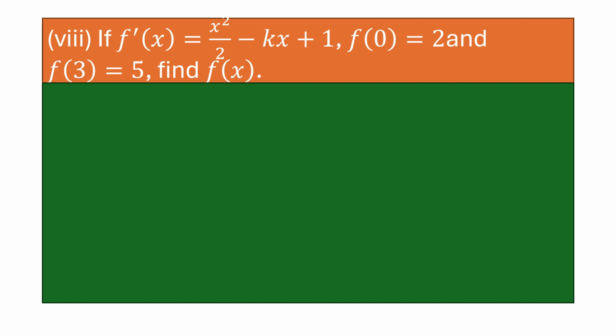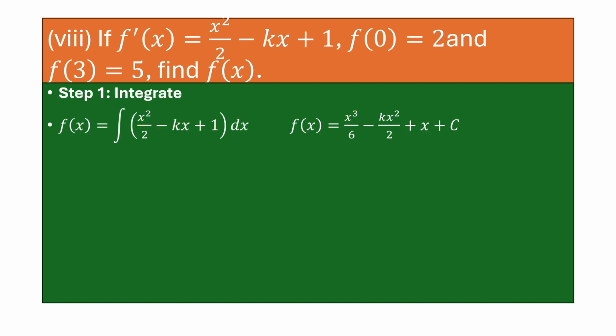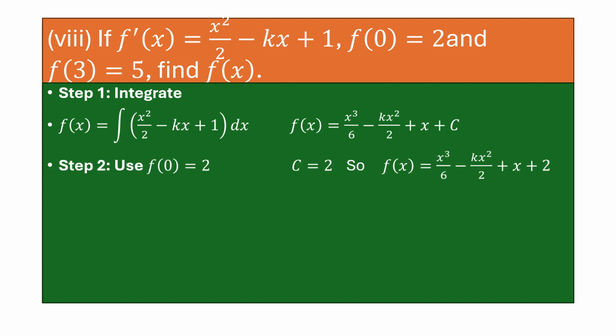Question number 8. f dash x is equal to x squared upon 2 minus kx plus 1. f of 0 is 2. f of 3 is 5. How are we going to find f of x? Again, the same thing. Integrate. Please remember, while you're integrating, take each term separately. Once you integrate, let's go to the second step. The second step is f of 0 is 2, which is given. That means c, once you substitute f of 0.